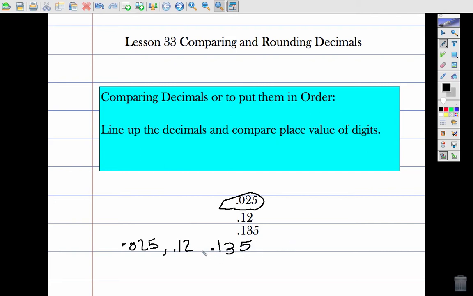And that's how I would put those in order, from lowest to greatest. I could also put those from greatest to lowest, which then they would just be backwards. So being able to compare those place values is what we're going to look for.